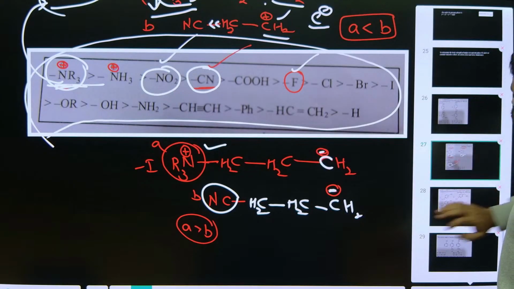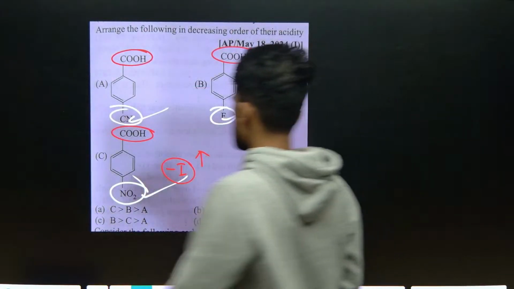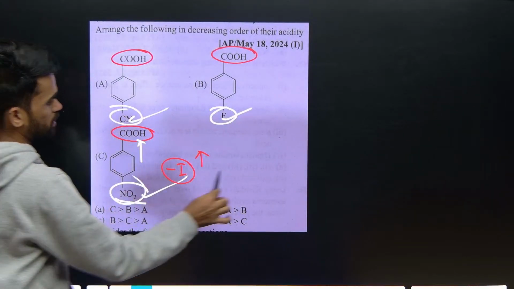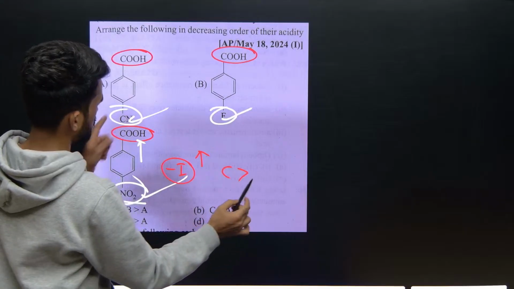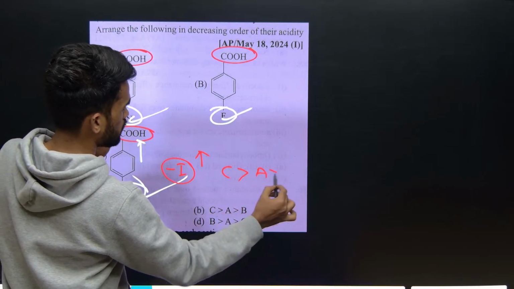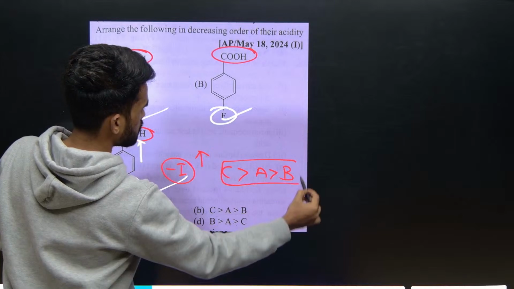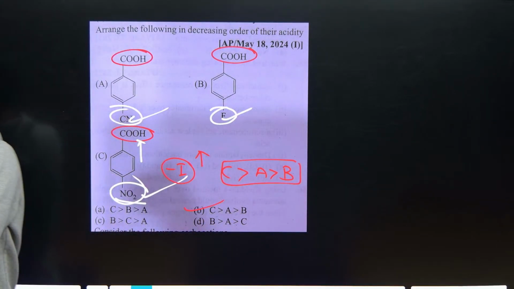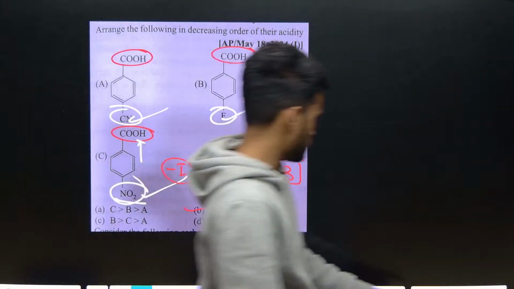So for this particular question, what will be your answer? See, the nitro group is there, which increases the acidic nature more. So C will be most acidic, then next cyanide and fluorine. Cyanide will be then B, so C, A, B. Okay, option B is your answer. Similar to this, I will be showing you one more question.